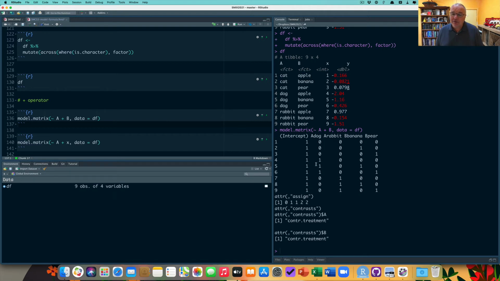With these ones, you can see with this particular row 2, it's not a dog or a rabbit, so it must be a cat, and yes, it's a banana, is their favorite fruit. Nice and easy.